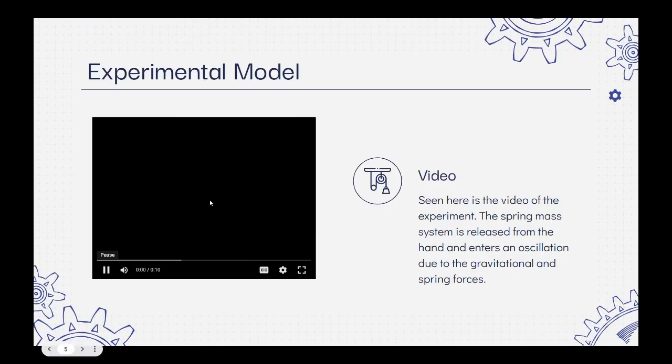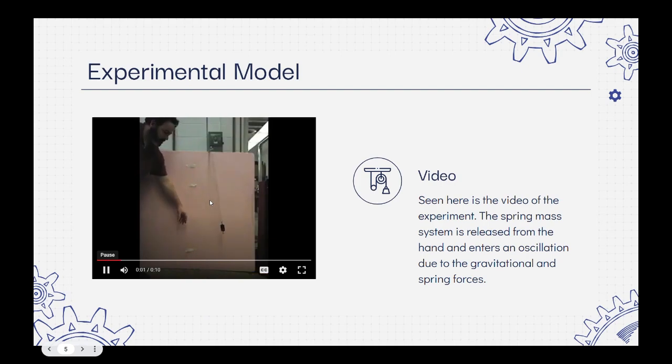This is the video that I used for the spring system oscillation. It's just a spring mass bouncing up and down. It kind of has an elliptical travel path in total. And yeah, it oscillates due to gravity and spring forces. It's going to keep going over and over again.